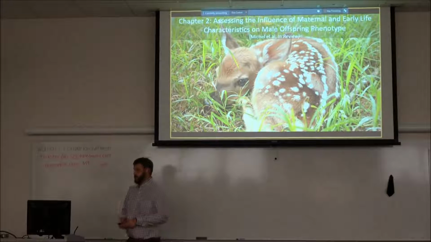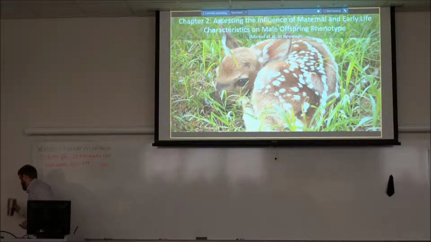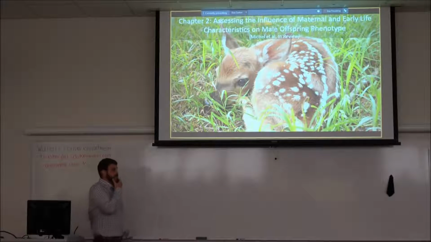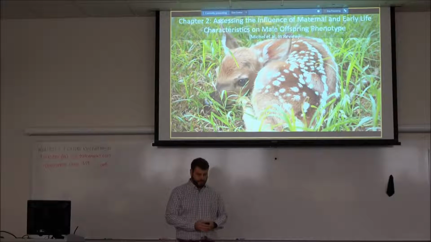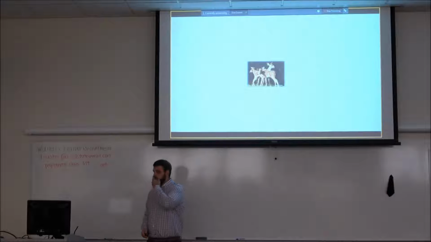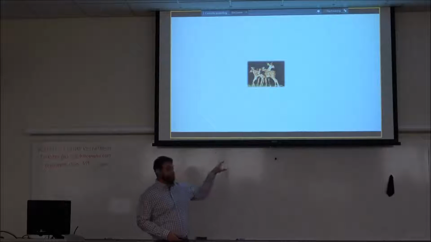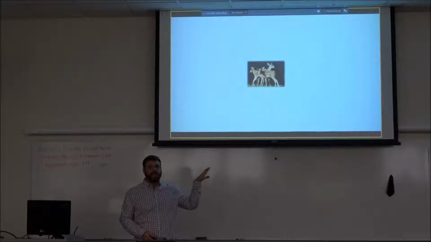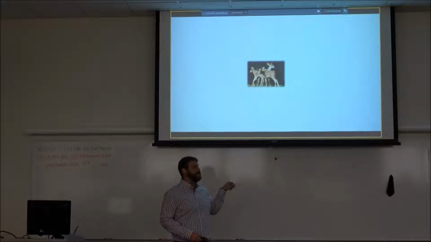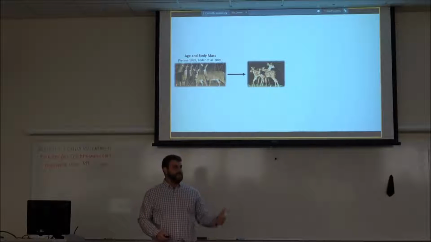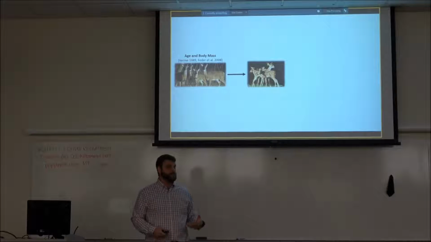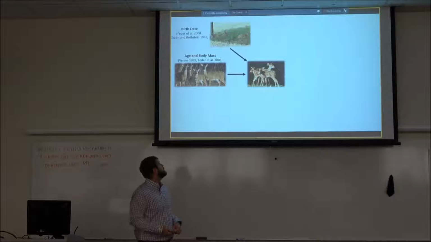So moving into my second chapter. Here we wanted to look at how maternal characteristics and early life characteristics essentially influence mother's offspring and whether or not those influences persisted throughout the offspring's life. So if we're starting off with fawns, there's a lot of different factors that can influence fawn quality. So we know that maternal phenotype, age, and body mass. Generally, heavier mothers and older mothers produce heavier fawns. We know that influences fawn body mass.